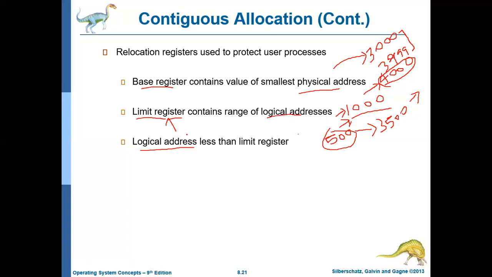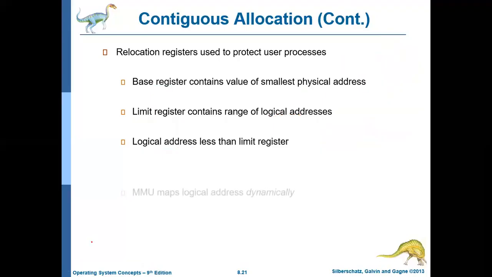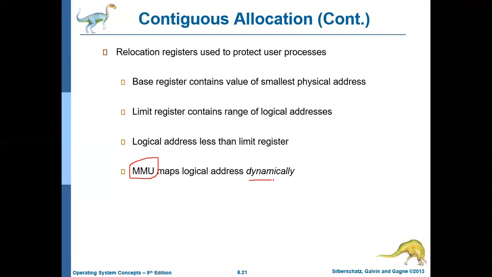The CPU initially creates a logical address, and that will be compared with the limit register to ensure that the value produced by the CPU is less than the limit register. If it is less than, then only it will be allowed to access. But before accessing, the logical address will be converted to a physical address by adding it with the content of the base register. Okay, right? This conversion of the logical address to a physical address will be done by a unit called the MMU, memory management unit, and that will be done dynamically during runtime.